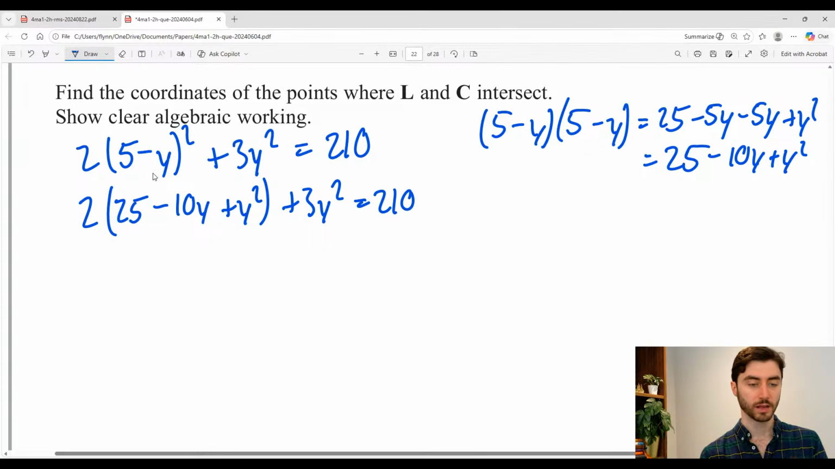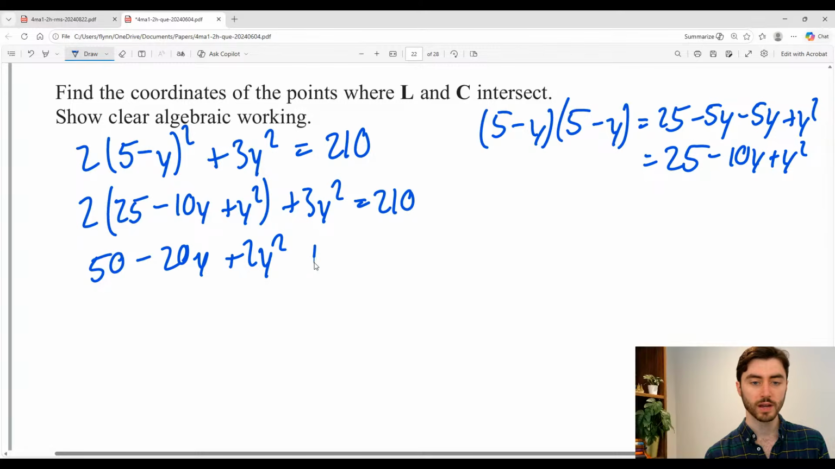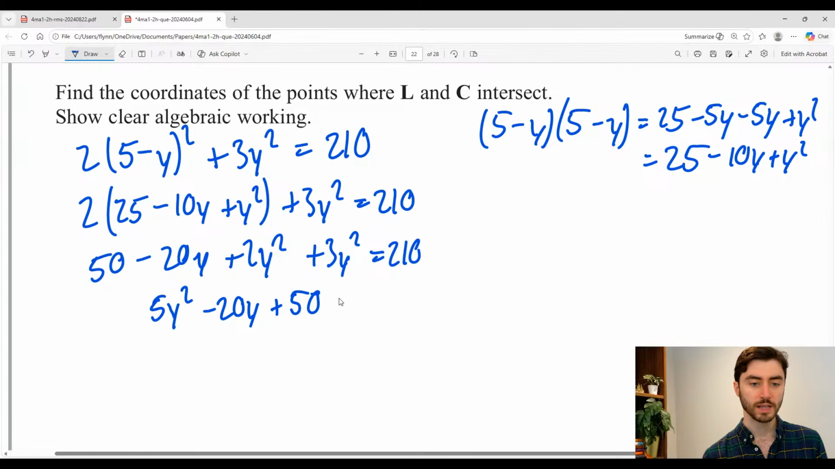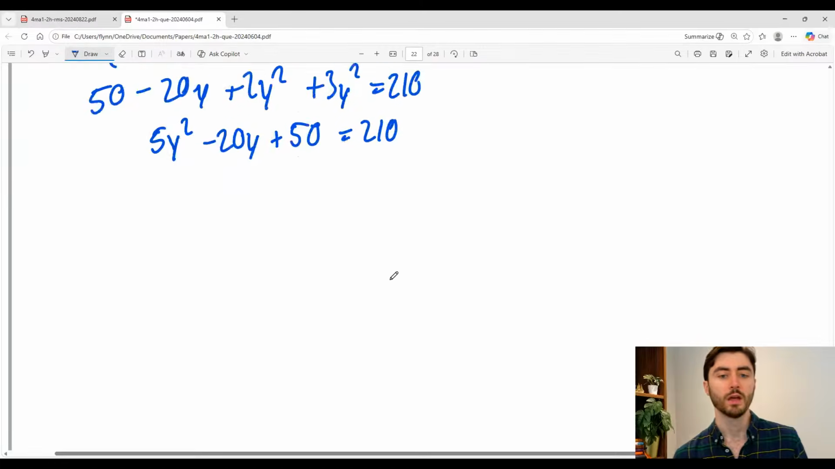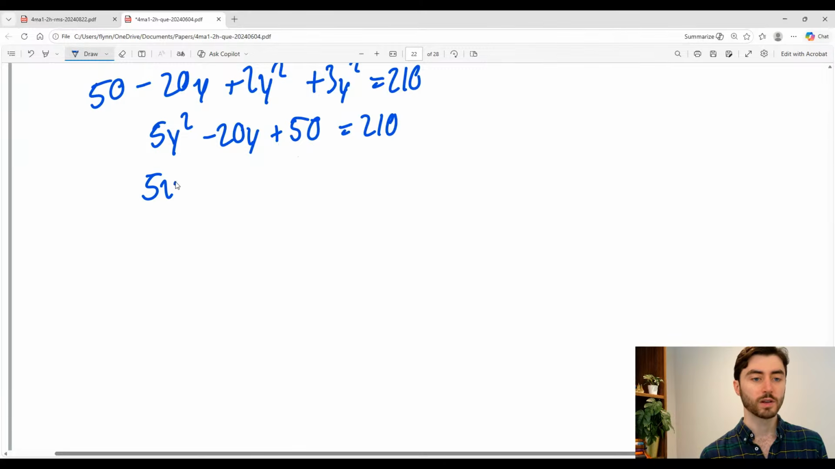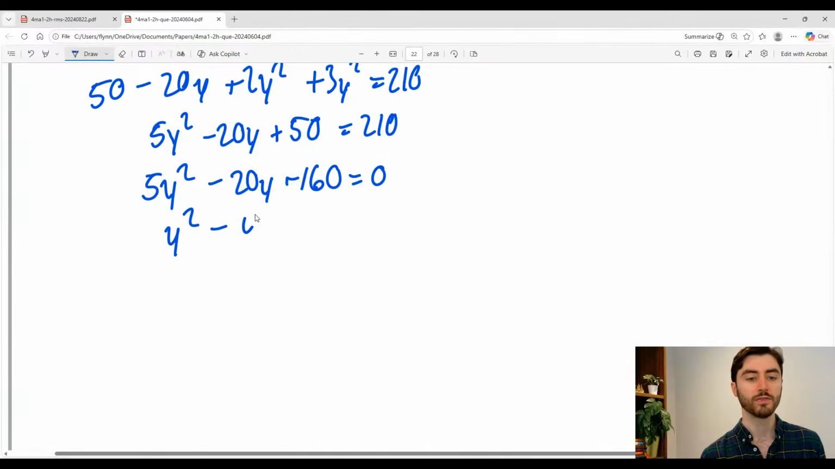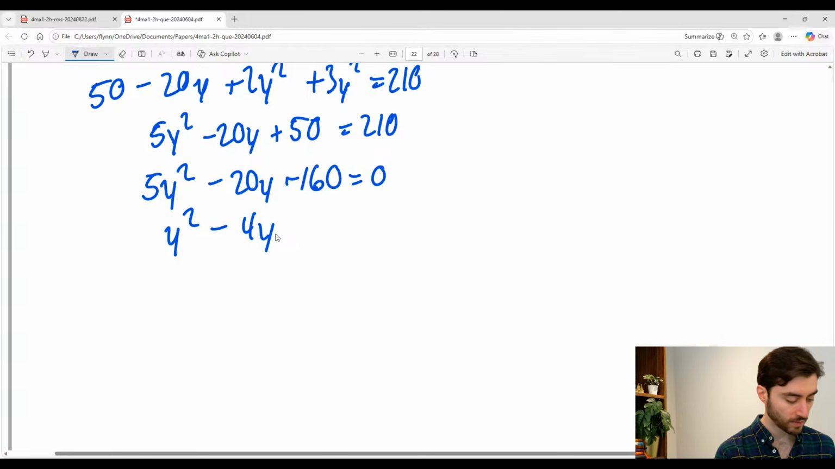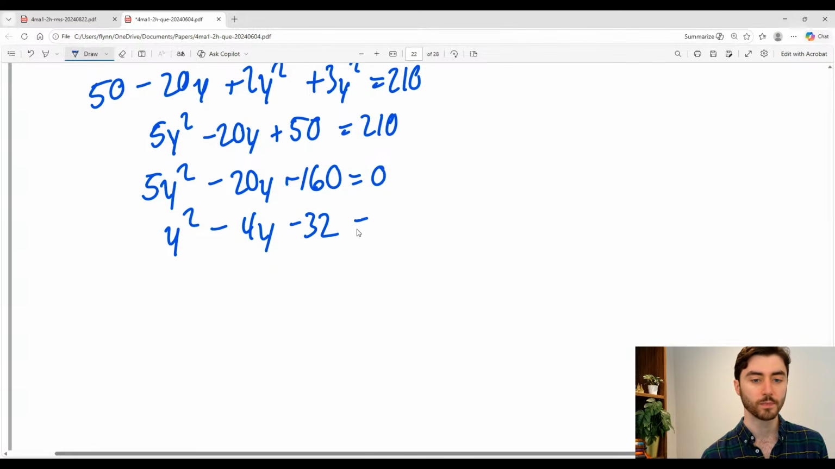So now multiplying the 2 through, we have 50 minus 20y plus 2y squared plus 3y squared equals 210, which means that 5y squared minus 20y plus 50 is equal to 210. This is a quadratic, so the quadratic has to be set equal to 0. So 50 minus 210 is minus 160 equals 0. And we can divide everything by 5. So 160 divided by 5 is 32.